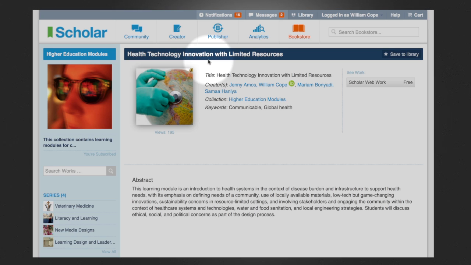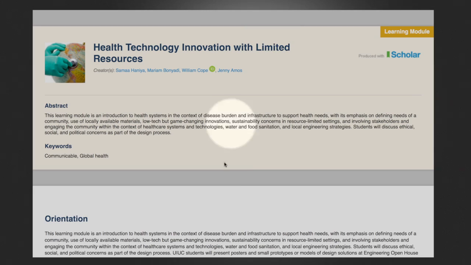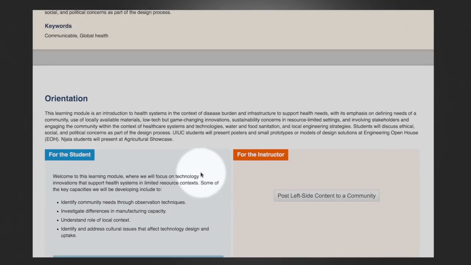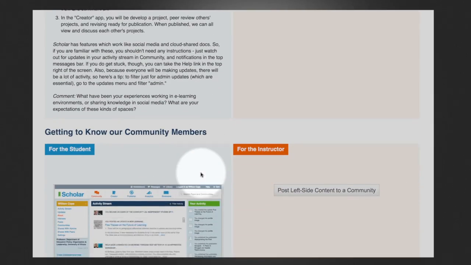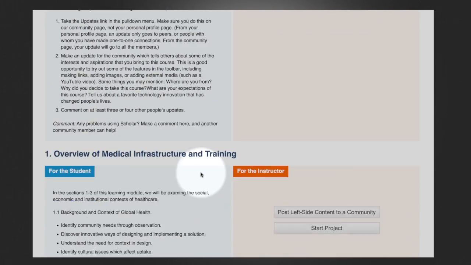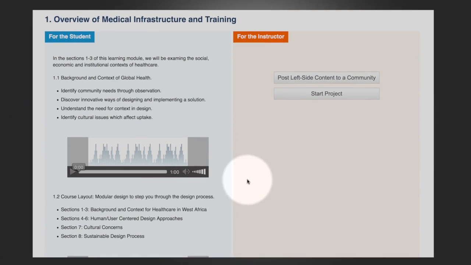Let me give you another example now at a different kind of level to illustrate some other things about this object. This is our Health Technology Innovation with Limited Resources learning module created by Professor Jenny Amos here at the University of Illinois. And here is the learning module. There's an orientation, there's getting to know our community members, and then Jenny begins a number of things which are actually interestingly different from a traditional lecture.